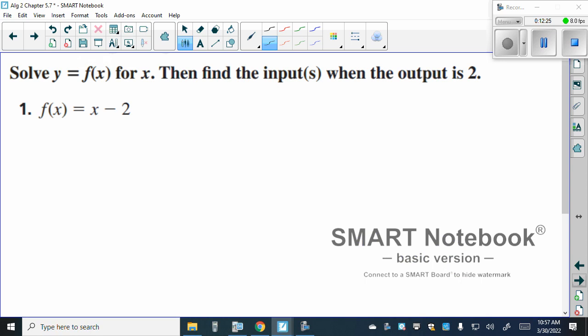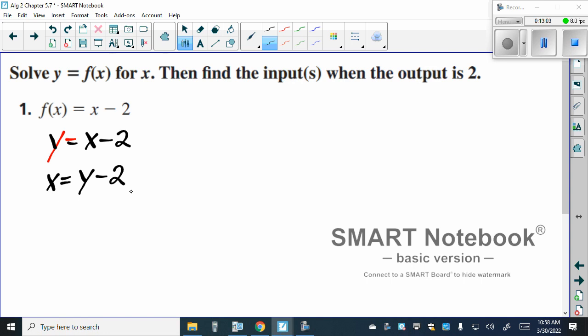So let's look at this next one here. We want to find the inverse. Solve for x, we're finding the inverse. And then find the input when the output is 2. So our first main step is to rewrite f of x as y equals x minus 2. Then our next step would be to switch x and y. Because again, we're wanting to find the inverse, so we'll switch x and y.